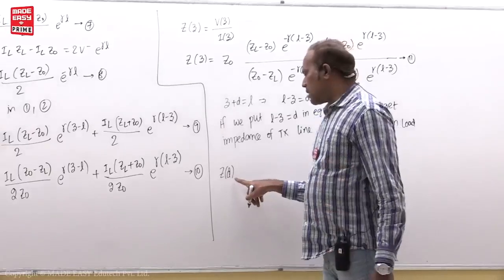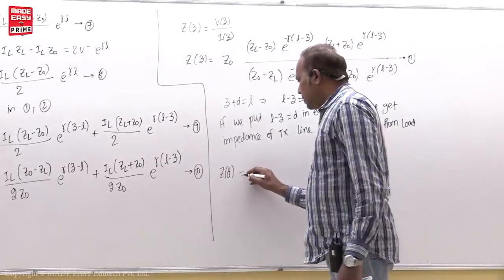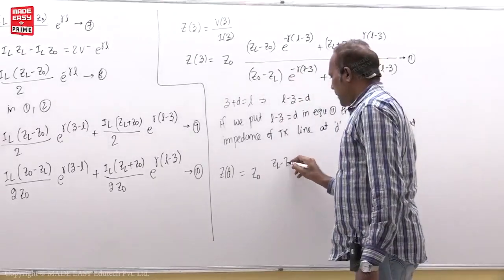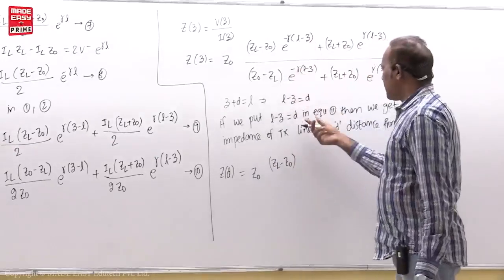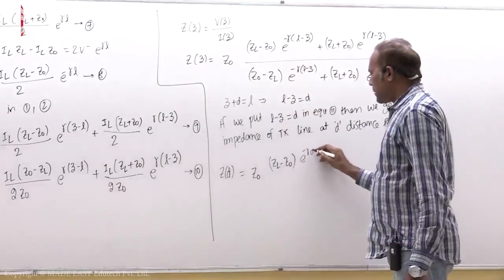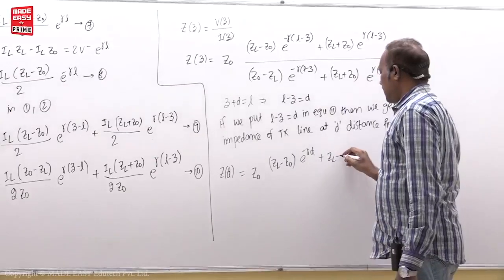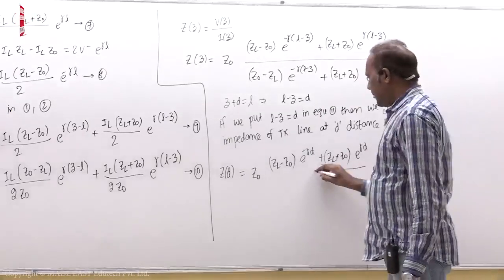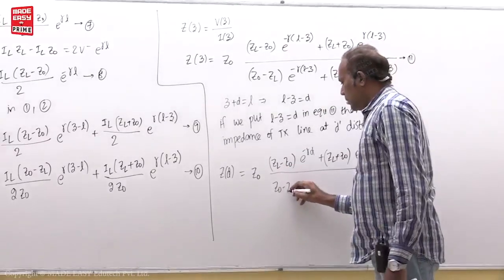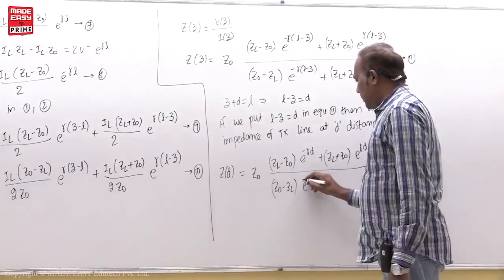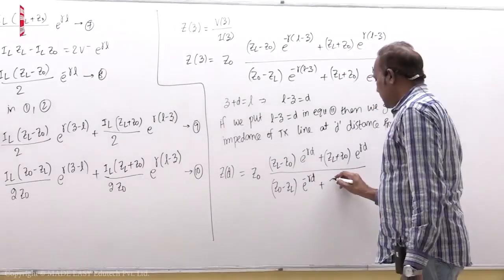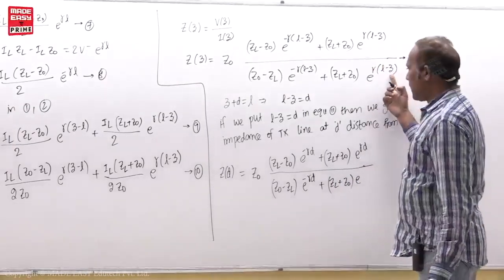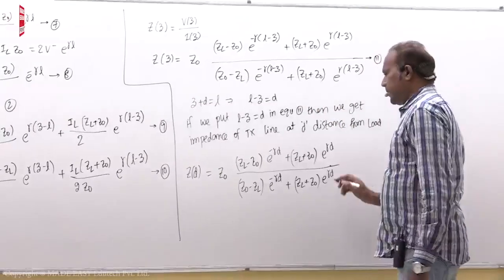Impedance of transmission line at small d distance from load, that is the meaning, is equal to Z naught here (ZL minus Z naught), L minus Z is equal to D, students, e power minus gamma D plus (ZL plus Z naught) e power gamma D divided by (Z naught minus ZL) e power minus gamma D plus (ZL plus Z naught) e power, this is L minus Z is equal to D, so this is gamma D.